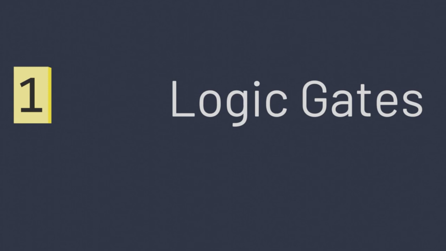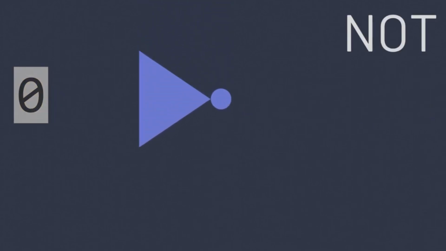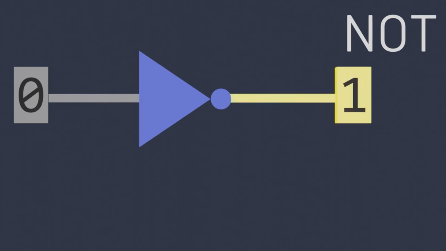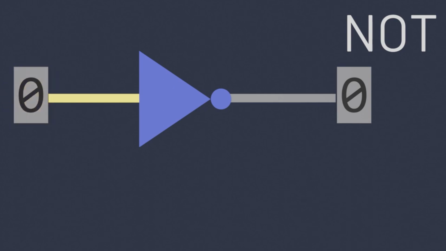Logic gates produce output according to a set of logical rules. One of the simplest logic gates is the NOT gate, represented graphically here. The NOT gate takes a single input, either a 0 or a 1, and inverts it, so that the output is the opposite of whatever the input is. If the input is a 1, then the NOT gate outputs a 0. If the input is a 0, then the NOT gate outputs a 1.